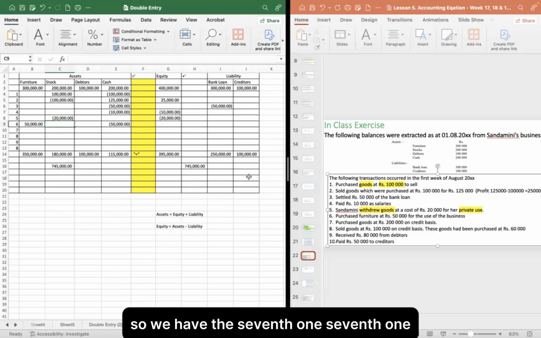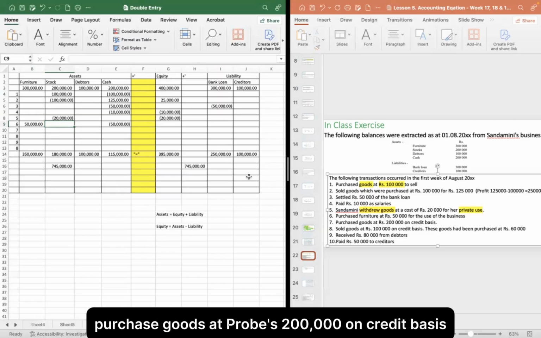So we have the seventh one. Purchase goods at rupees 200,000 on credit basis.